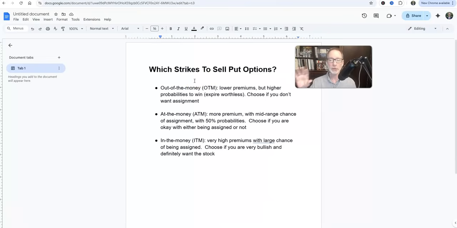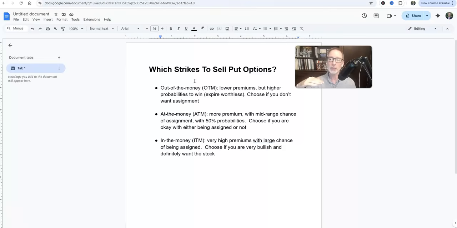Now, what does that mean? For some of you that are unfamiliar with those terms, let's say the stock's at $100 per share, and we're talking about put options here. An out of the money put option has its strike listed below the current stock price. So if the stock's at 100, anything below 100 is considered out of the money. Now we're talking the 95 strike puts, the 90 strike, 85, 80, all the way down.